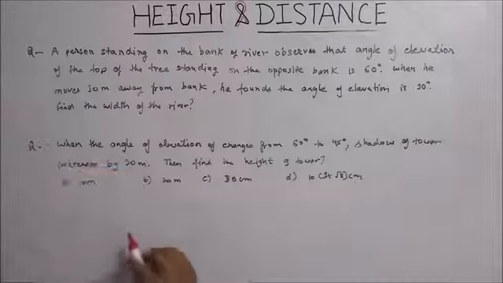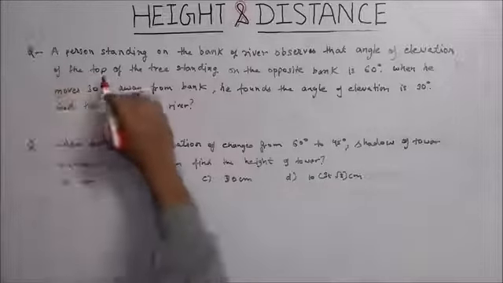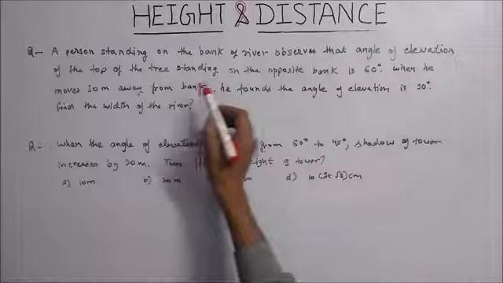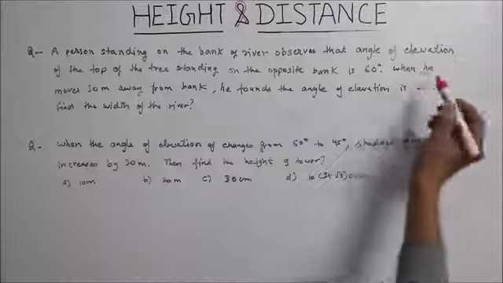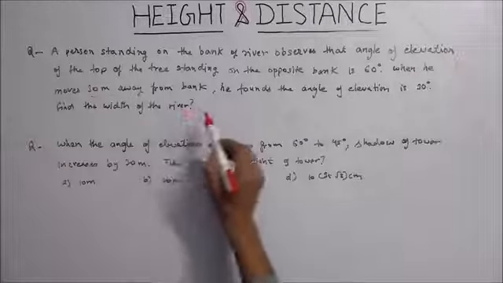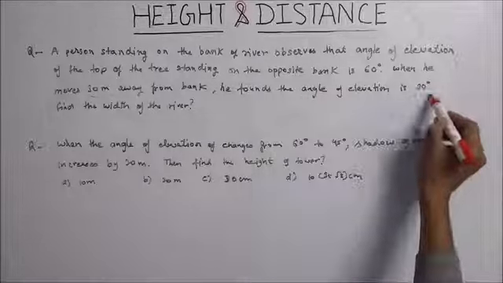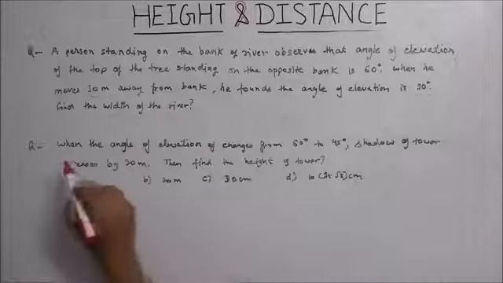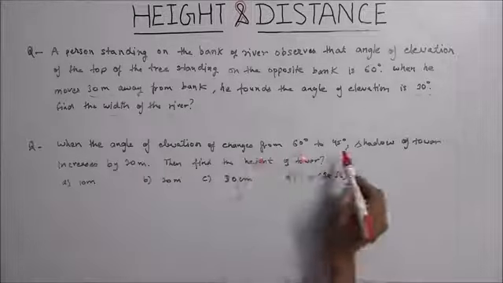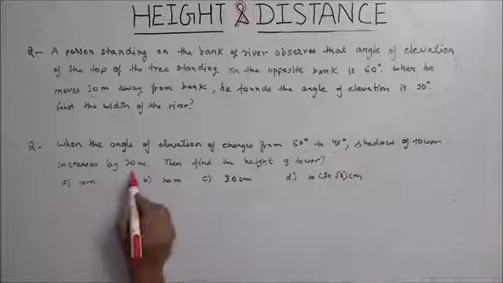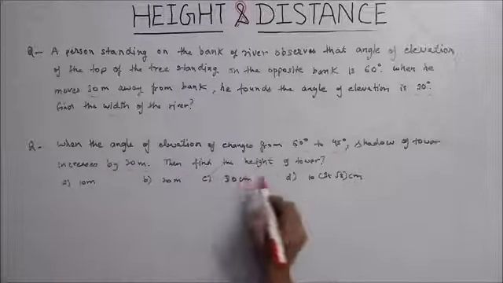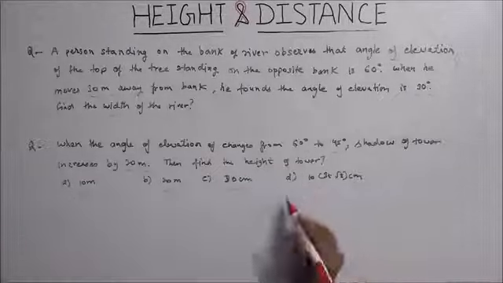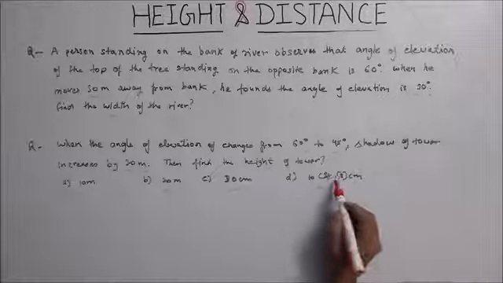Friends, this is the time for homework. I am giving you two questions. Question number 1: a person standing on the bank of a river observed that the angle of elevation of the top of a tree standing on the opposite bank is 60 degree. When he moves 30 meter away from the bank, he found that the angle of elevation is 30 degree. Here you have to find the width of the river. And the second question: when the angle of elevation changed from 60 to 45 degree, the shadow of a tower increased by 20 meter. Then find the height of the tower. Here the options are A, 10 meter, B, 20 meter, C, 30 meter, and D, 10 bracket 3 plus root 3 bracket close centimeter.